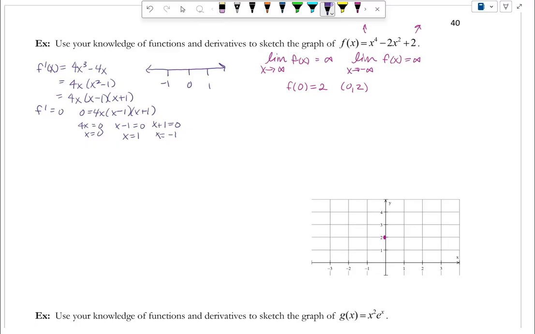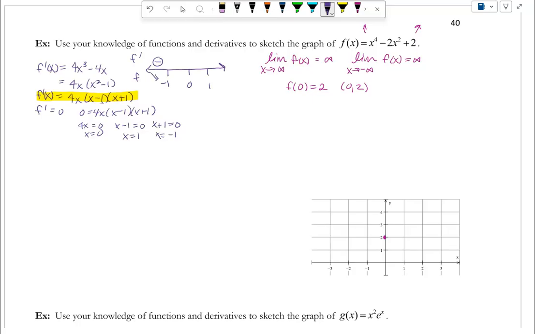And so on my number line, when I test this, I'm always going to use the factored form of my first derivative, because multiplication rules are much easier to use when we're just determining the sign of a number. So if I plug in, say, a -2 here, 4 times -2 would be a negative number. -2 minus 1 would be a negative number. And -2 plus 1 would also be a negative number. So a negative times a negative times a negative means f prime is negative there. So f is decreasing on that interval.